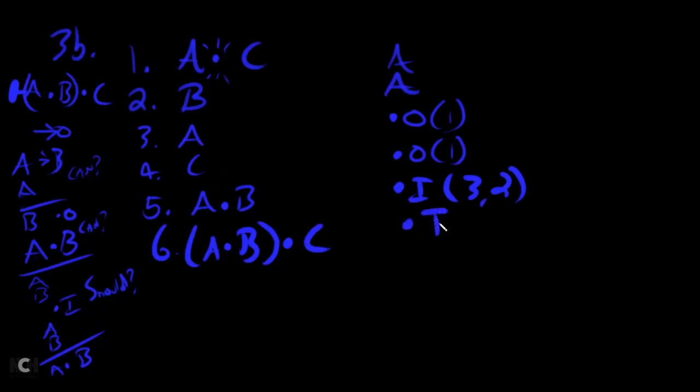How did we get that? We're ANDing in these pieces. Where was A and B? Line 5. Where was C? Line 4. And that's the exact thing we were trying to solve for. So there it is. This problem is done.